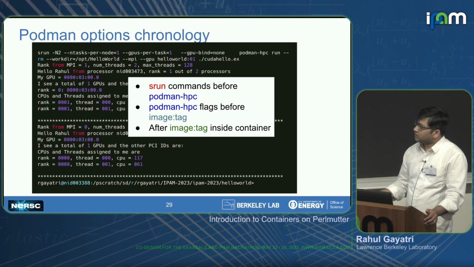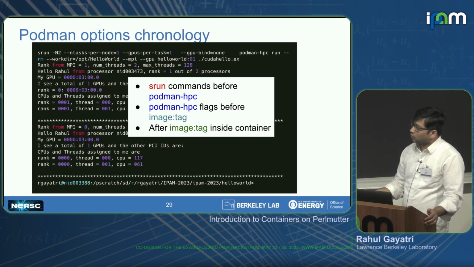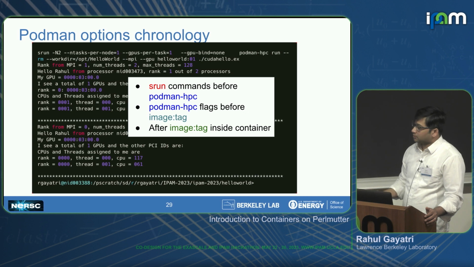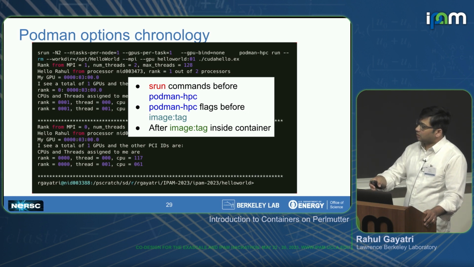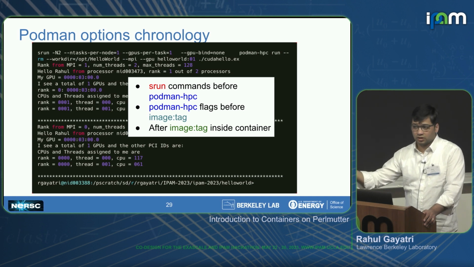Everything that follows Podman-hpc and before the image tag is related to Podman-hpc, like the module names and the workdir option, and everything is processed by Podman-hpc. And everything that comes after the image name and the tag is processed inside the container. So your executable will run inside the container. All your Podman options and srun options should be in that chronological order: first srun options, then Podman-hpc, then Podman-hpc options, and then the options that you want to run inside your container.